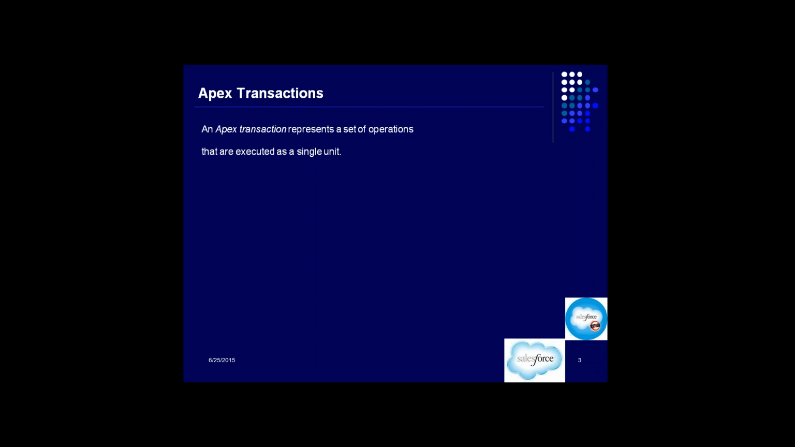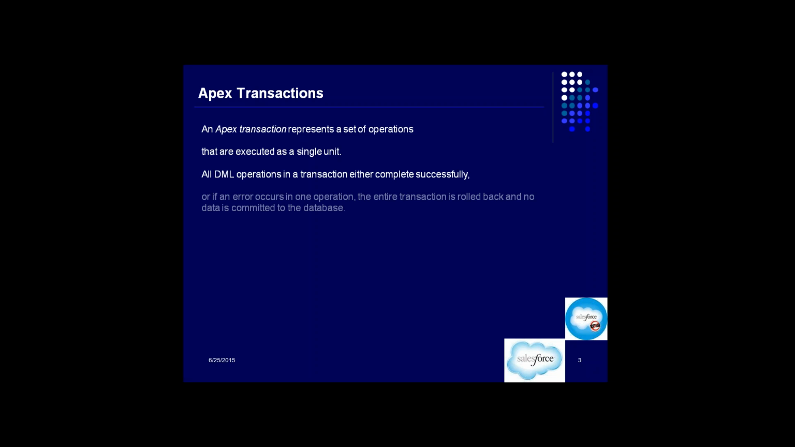You'll have to understand that this is where I've written the code, and it will either be completely executed or it will be rolled back. All right. So that's what an Apex transaction is. I'll talk a little more on this. All DML operations in a transaction either complete successfully, or if an error occurs in one operation, the entire transaction is rolled back and no data is committed to the database.